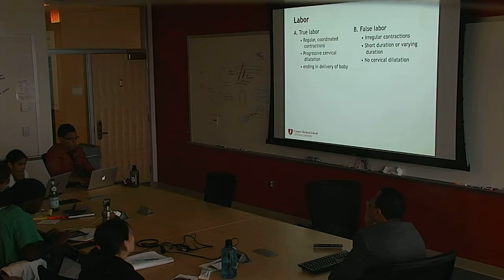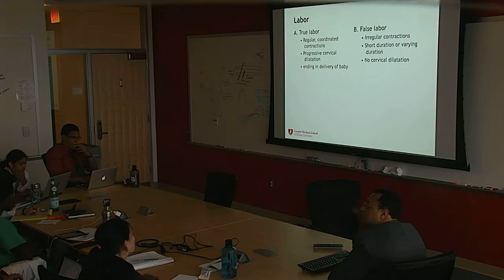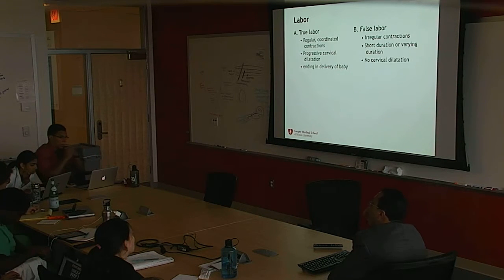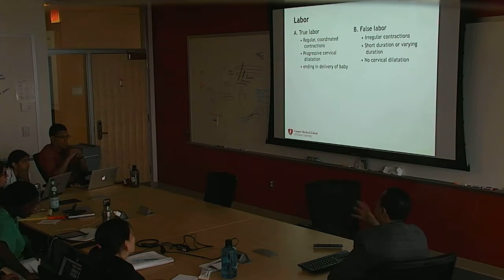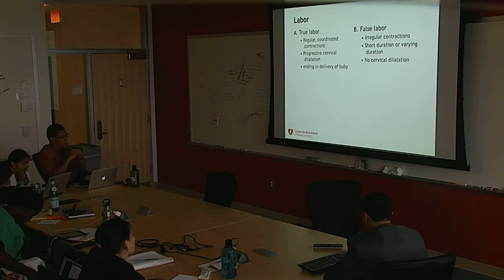Labor, there are two types. First, there is false labor, which is irregular contractions of short duration and does not cause any cervical dilatation. Or there is true labor, which is regular coordinated contractions that cause progressive cervical dilatation that ends in delivery of the baby, and that's true labor.